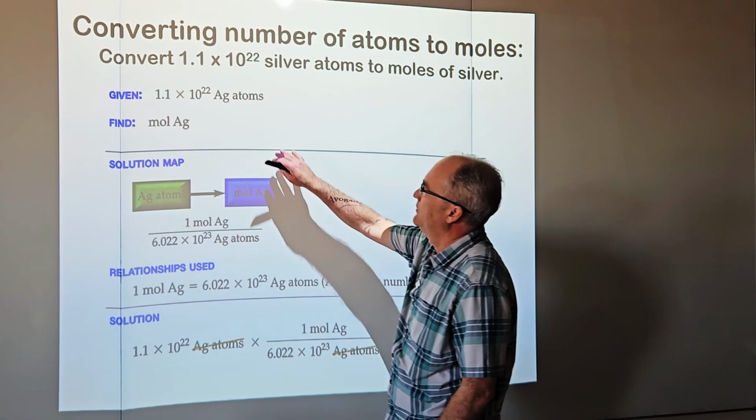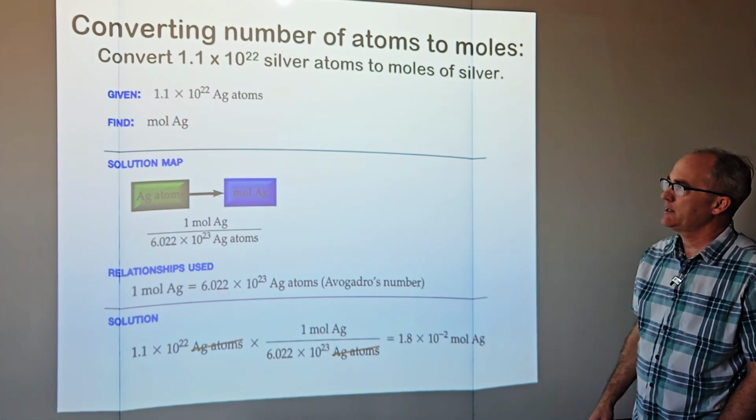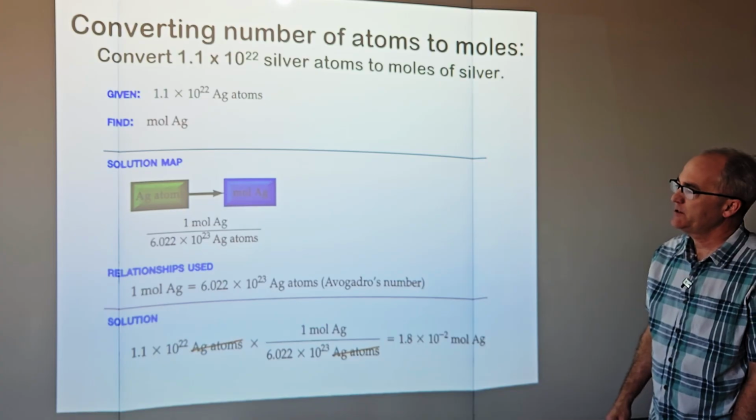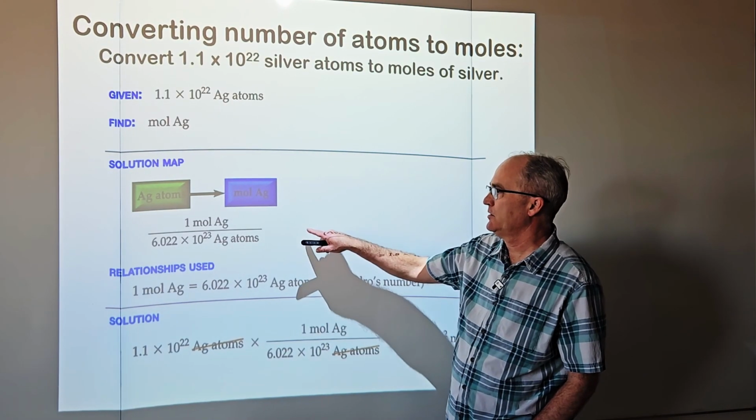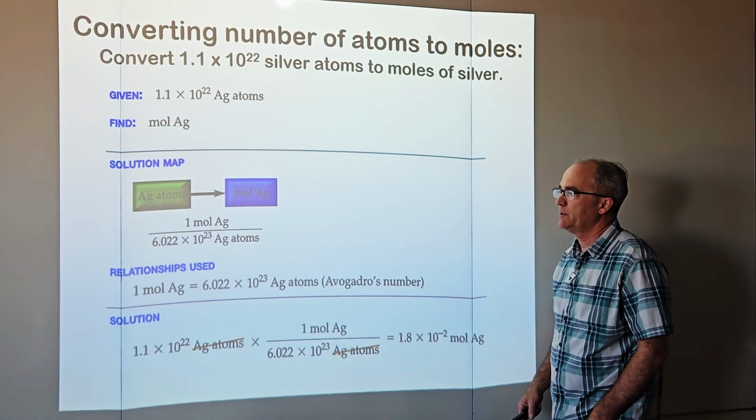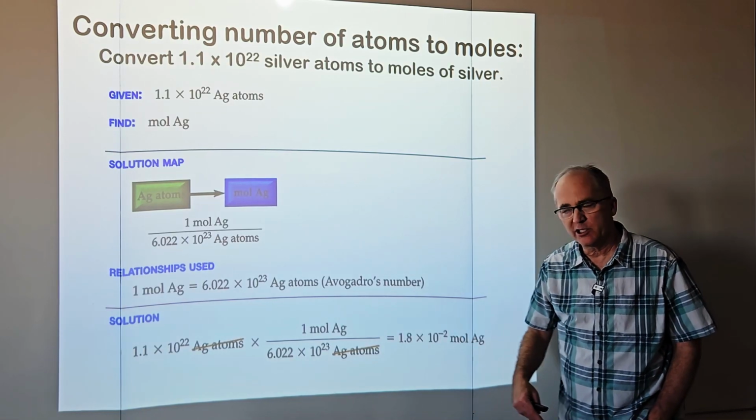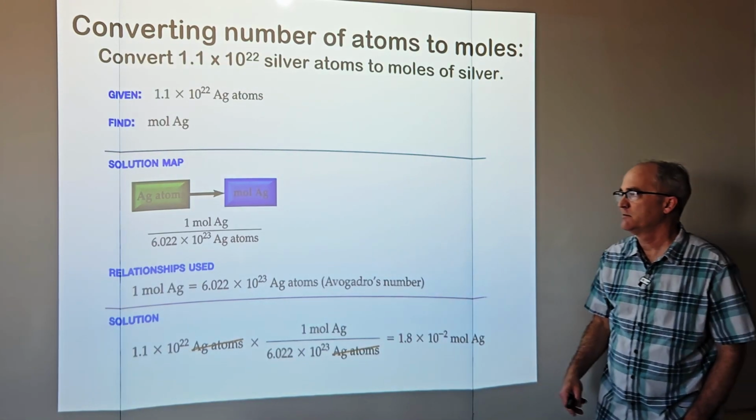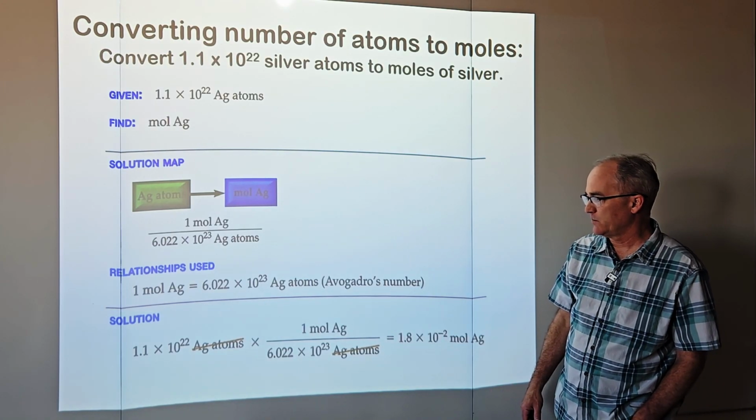Now we're going to go the other way. So now I have 1.1 times 10 to the 22 silver atoms. Find the moles of silver. So I use the reciprocal. I can still write 1 mole of silver equals 6.022 times 10 to the 23rd silver atoms. So every unit equation has 2 unit factors. And so notice now we divide by Avogadro's number.